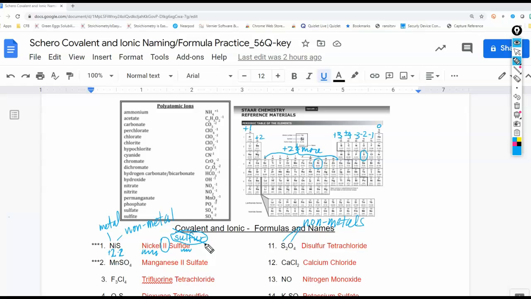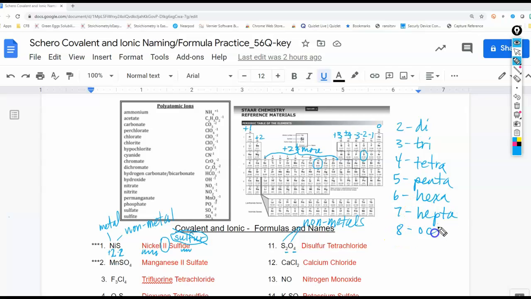Now, what about naming covalent molecules? For covalent molecules, we have to be able to recognize how many of each we have, and that's going to be based on the subscripts. So let's make sure you know prefixes. 2 is di, 3 is tri, 4 is tetra, 5 is penta, 6 is hexa, 7 is hepta, 8 is octa, 9 is nona, and 10 is deca.